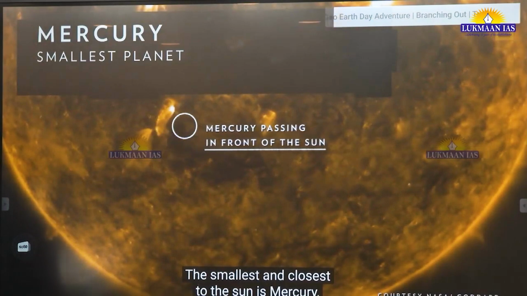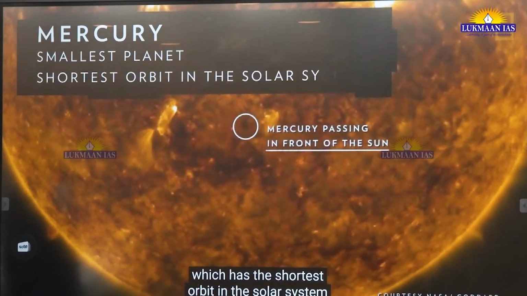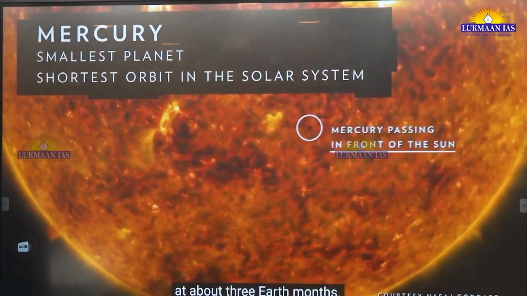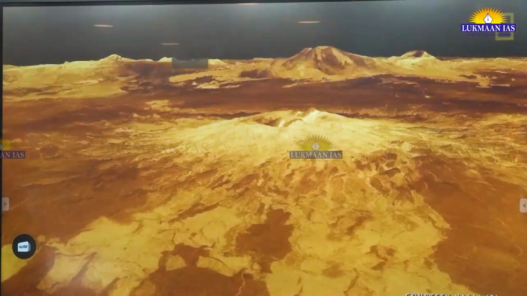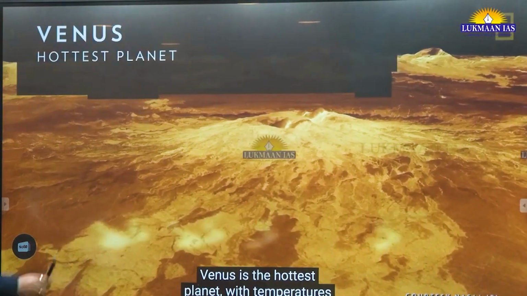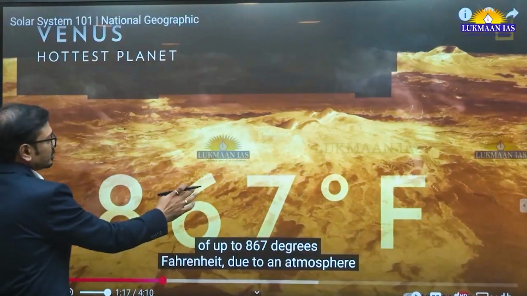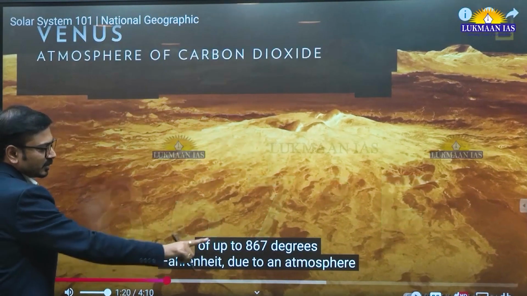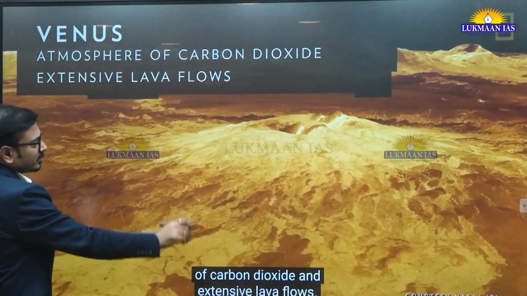The smallest and closest to the sun is Mercury, which has the shortest orbit in the solar system at about 3 Earth months. Venus is the hottest planet, with temperatures of up to 867 degrees Fahrenheit due to an atmosphere of carbon dioxide and extensive lava flows.